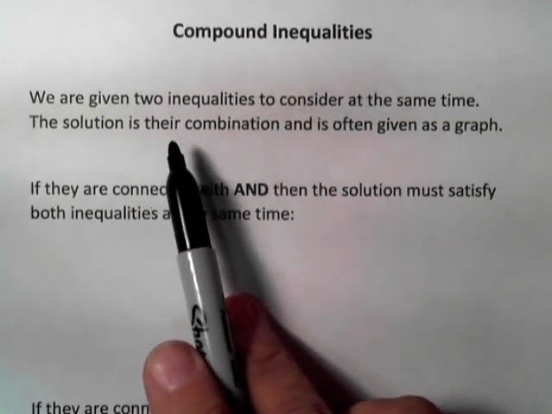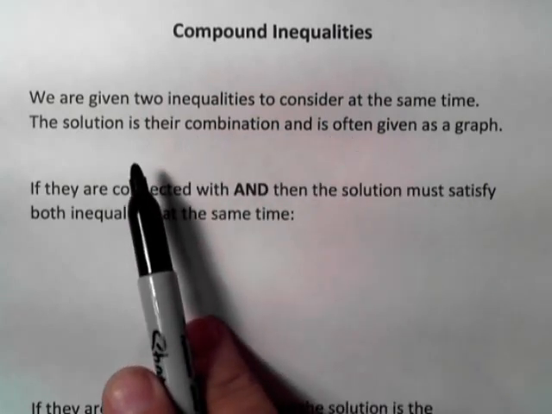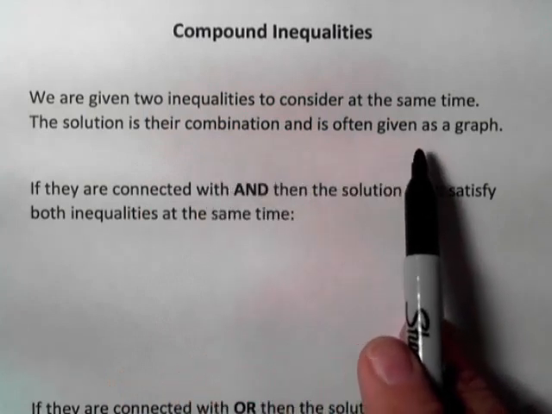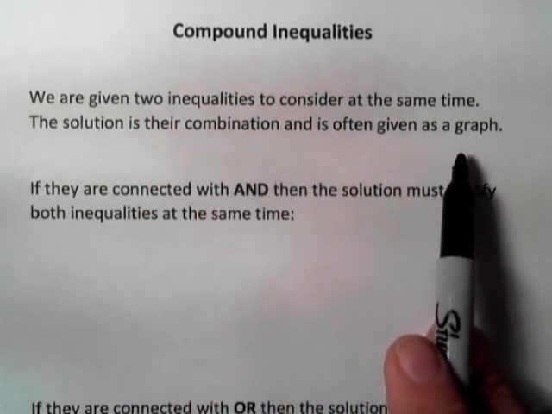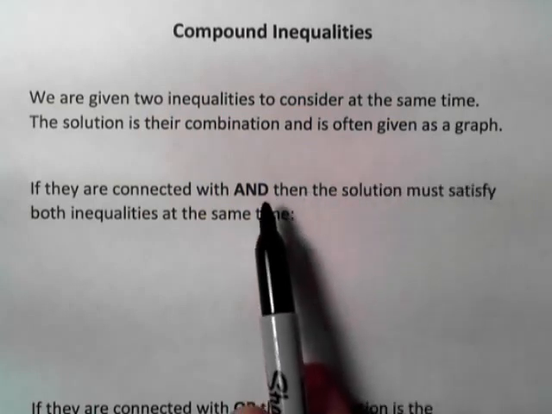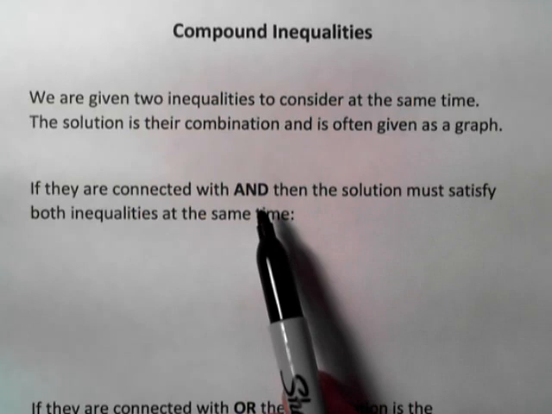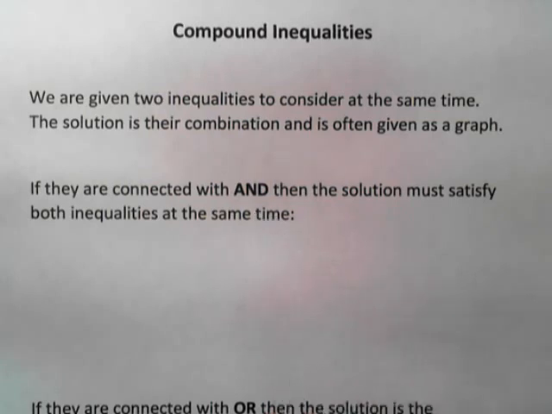Here we are given two inequalities to consider at the same time, and the solution is their combination, which is often convenient to give as a graph. Now, there are two words here that are important: and, and we'll see or in a moment. These are used a lot in computer science and statistics, and you'll be running into them more.